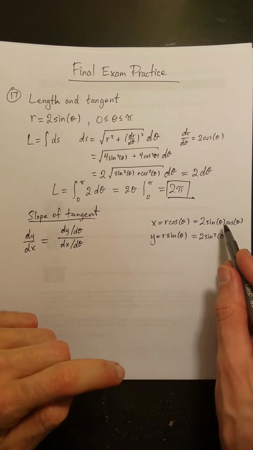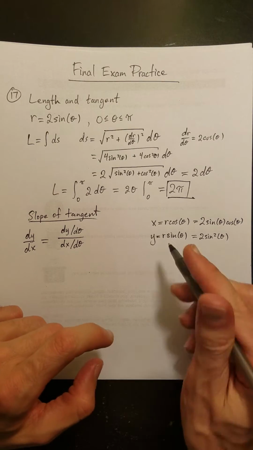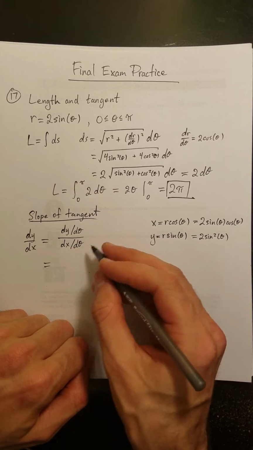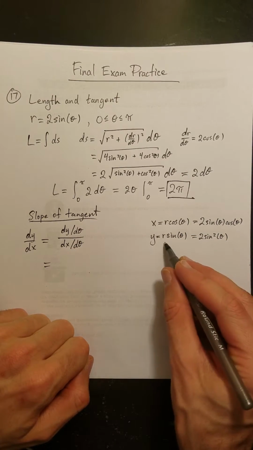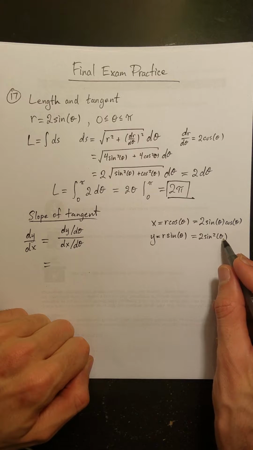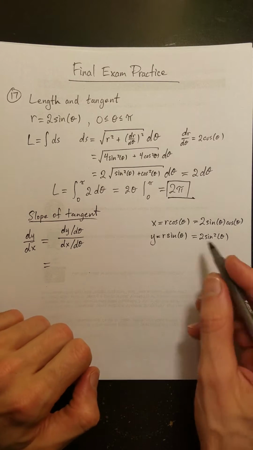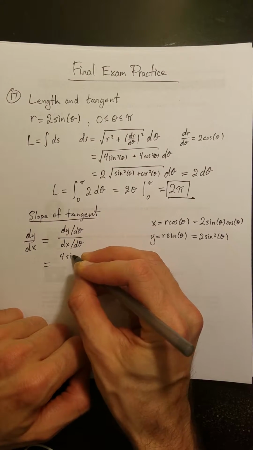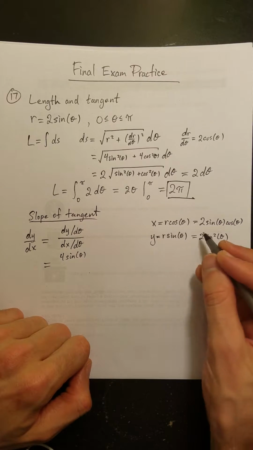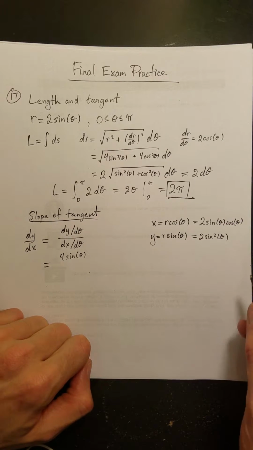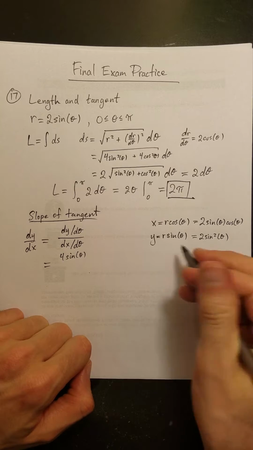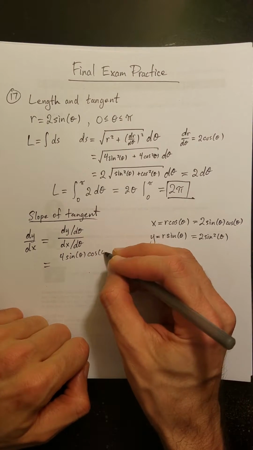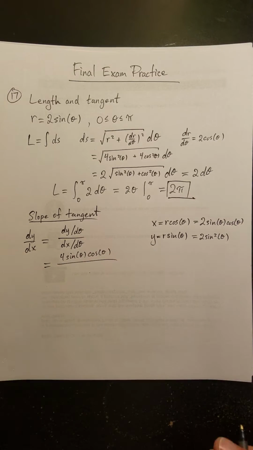And so now I need to differentiate these things with respect to x. Or sorry, with respect to theta, rather. That would make a lot more sense. So I want to differentiate this expression y, so this is 2 sine squared with respect to theta. Okay, so this is going to be 4 sine theta, the power comes down, just doing the chain rule. And then I differentiate the inside, so the derivative of sine is just cosine. All right, so that's what I get there.